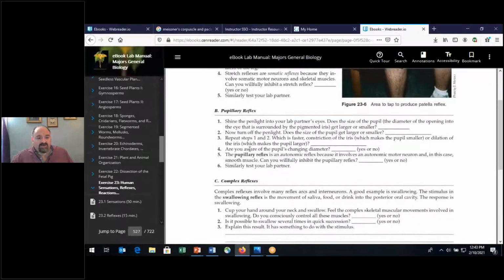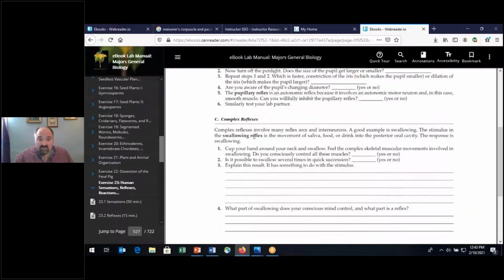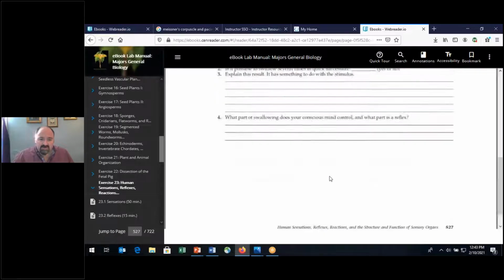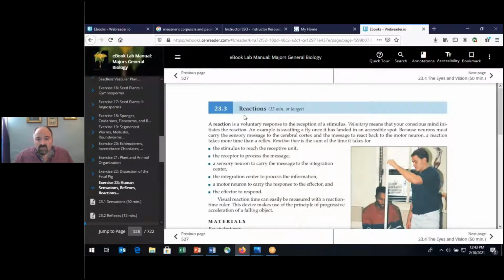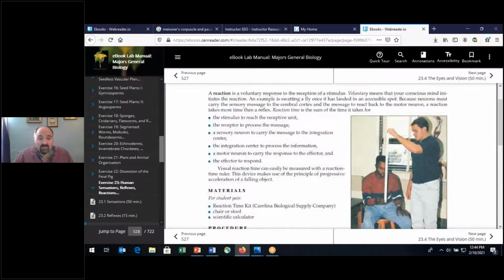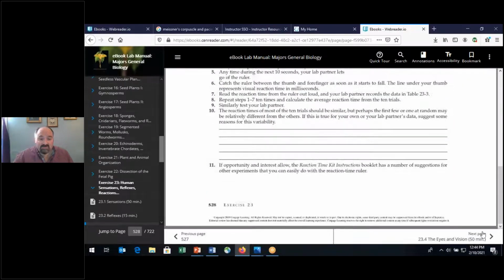The pupillary response, this is something you can do with just a little flashlight and see what goes on as far as the pupil's reaction to light input. The complex reflexes here, as far as swallowing is concerned, you can do this also. You don't have to do 23.3, okay? If you'd like to do this on your own, you may, but you're not expected to do that.